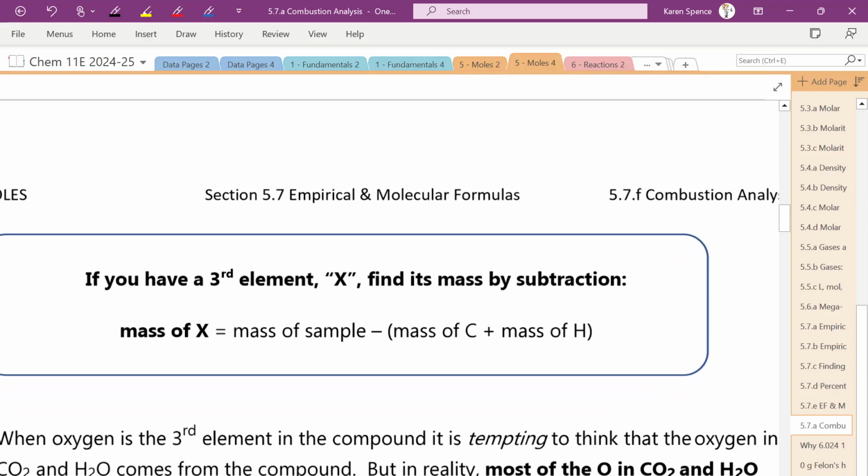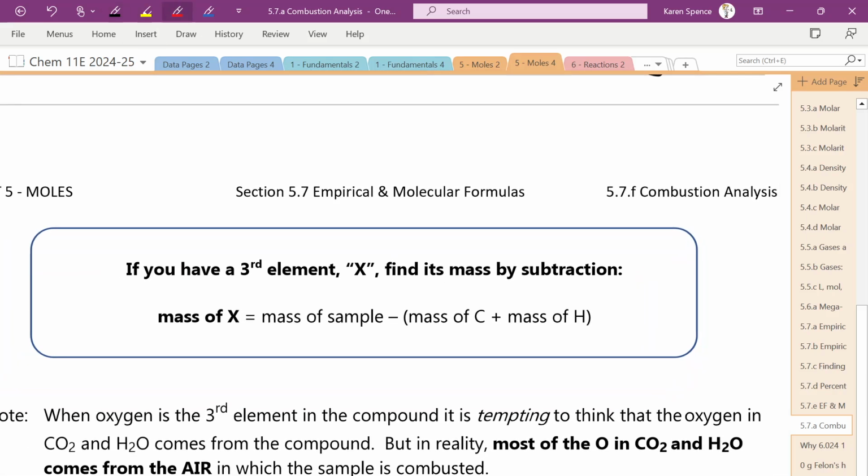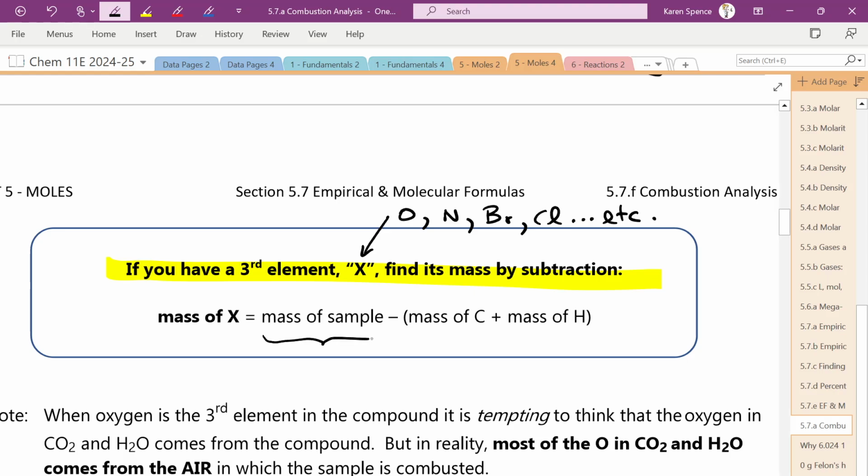So this is just summarizing what we were just talking about. If you have a third element, X, and this might be oxygen, it could be nitrogen, it could be bromine, it could be chlorine, who knows what. So the mass of that element will be equal to the mass of the sample of the compound. Not the molar mass, but the mass of the compound. That's why it says sample. Minus the mass of the carbon and hydrogen.